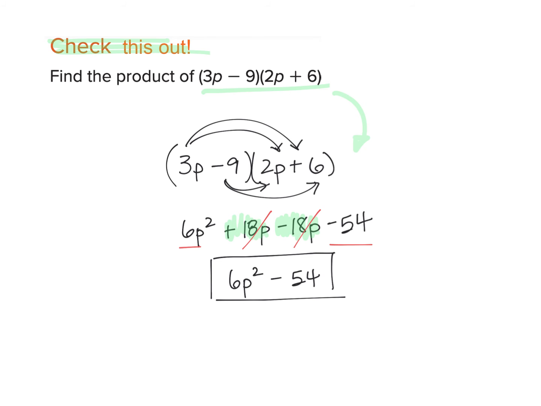This is still a quadratic because it's got one variable, just p, and it's still in the second degree. I could also just write this as 6p squared plus 0p minus 54. This is going to be helpful.